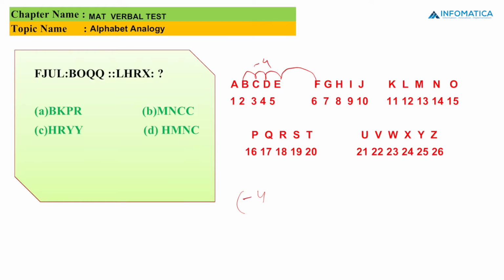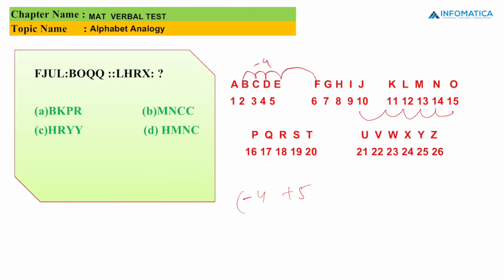तो यहाँ पे लिख दूंगा मैं minus 4. J is related to O. 1, 2, 3, 4, 5. I'm going plus 5 steps front.